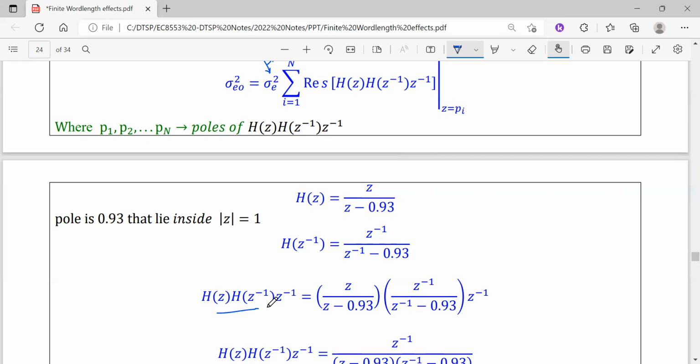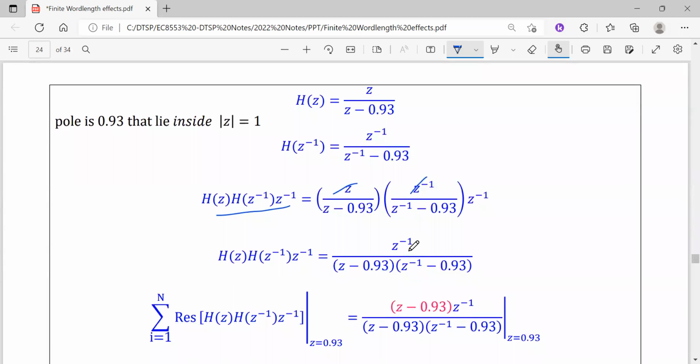So the entire resultant product of this term, H(z) H(z inverse) into z power minus 1 is represented here, which is z by z minus 0.93 into z inverse by z inverse minus 0.93 into z power minus 1. Now if we simplify, z and z inverse get cancelled, and in the numerator we are left with only this z power minus 1 term. So it becomes z power minus 1 by z minus 0.93 and z power minus 1 minus 0.93.